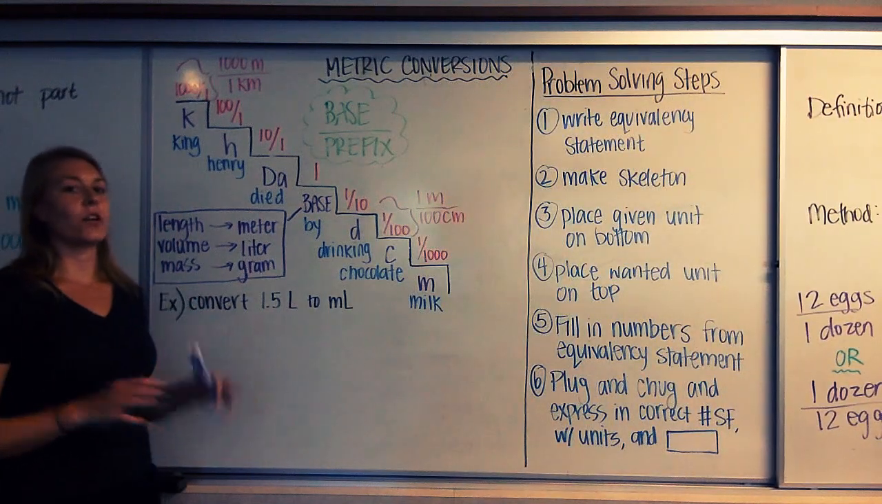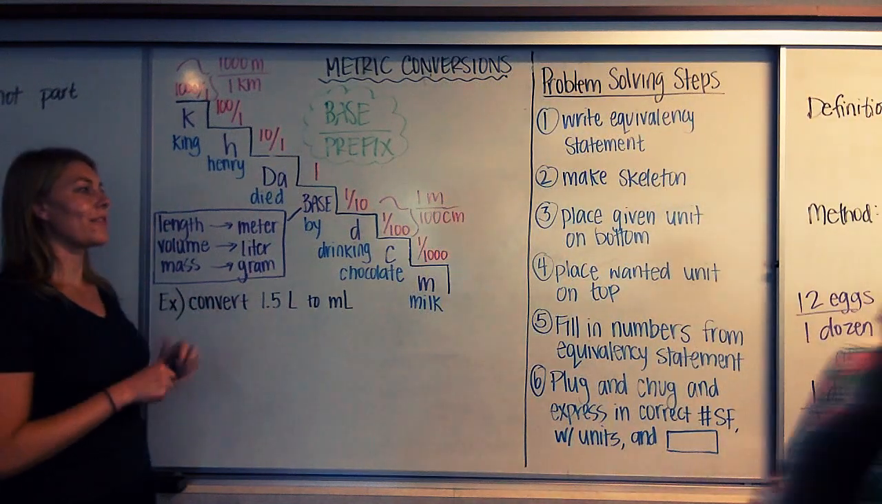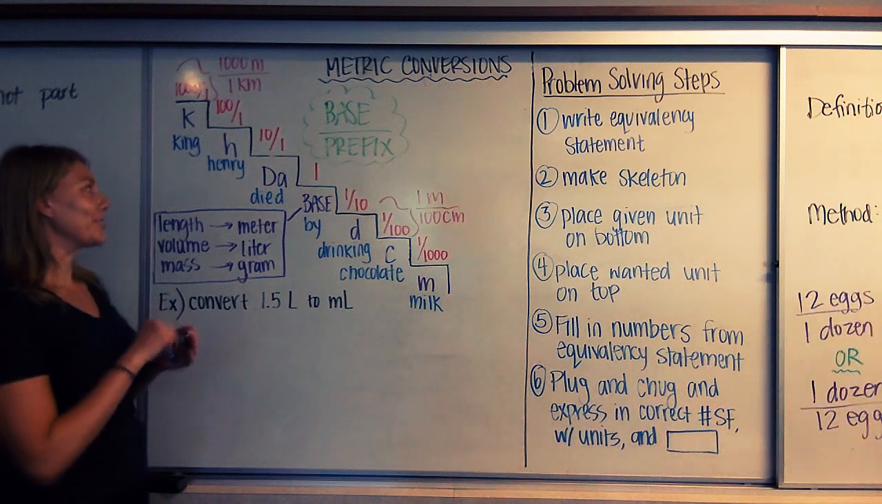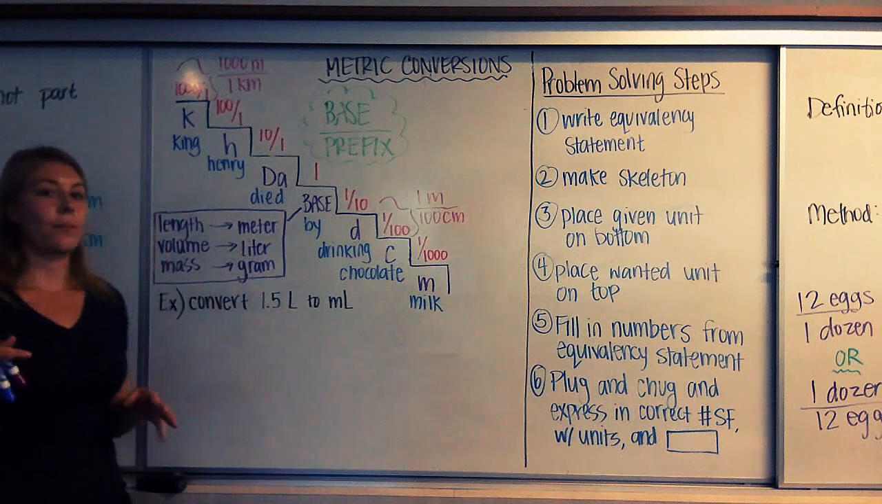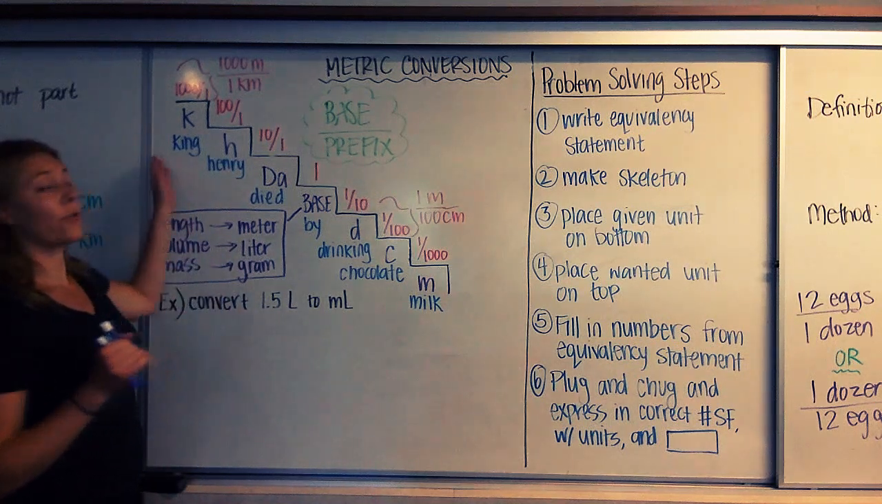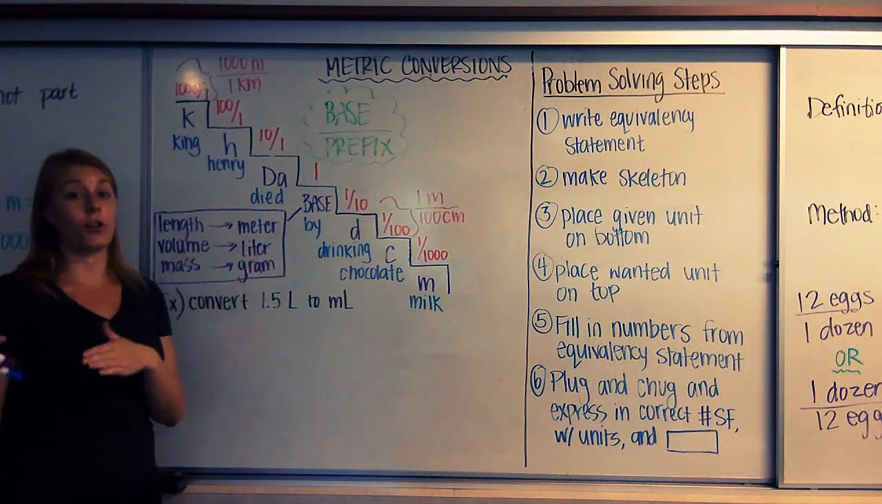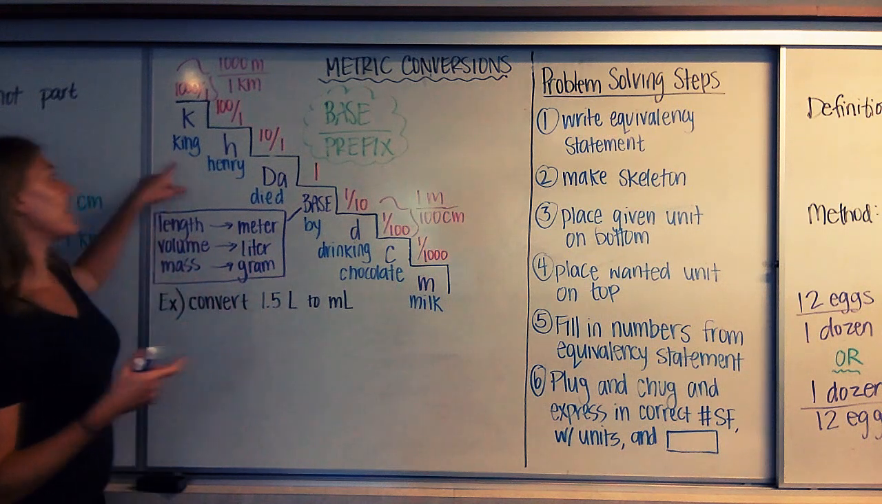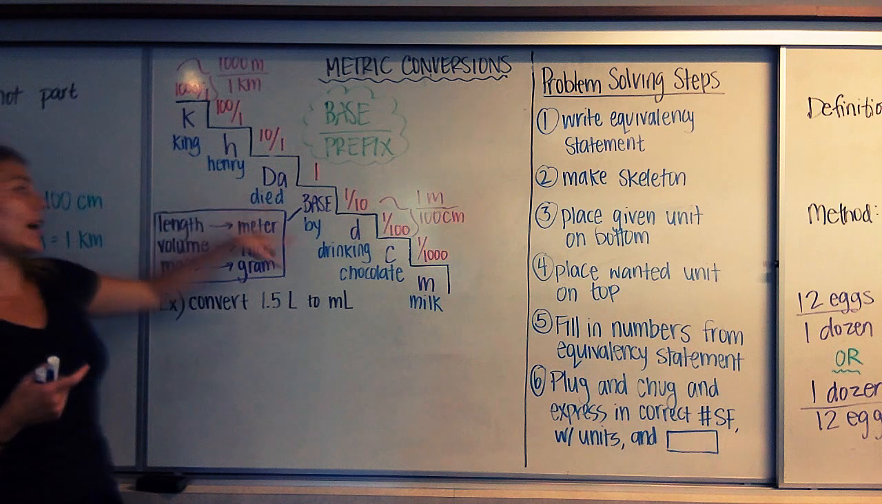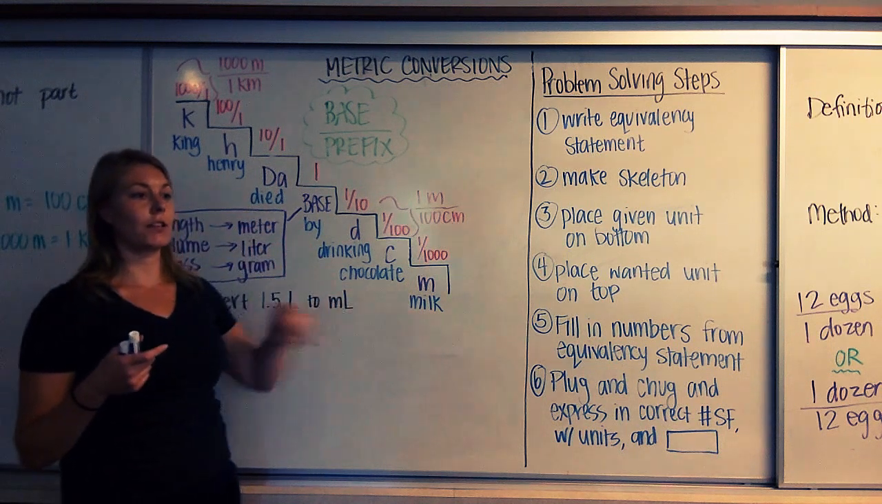All right, so we're going to walk through some problem-solving steps for metric conversions. And we've kind of laid this out as a mnemonic to help you remember how to convert from one unit to another and what the equivalencies are between two different units. All right, so our mnemonic here is King Henry died by drinking chocolate milk.